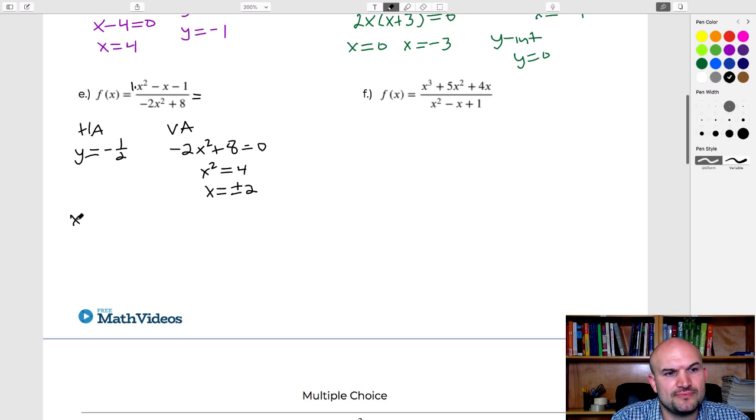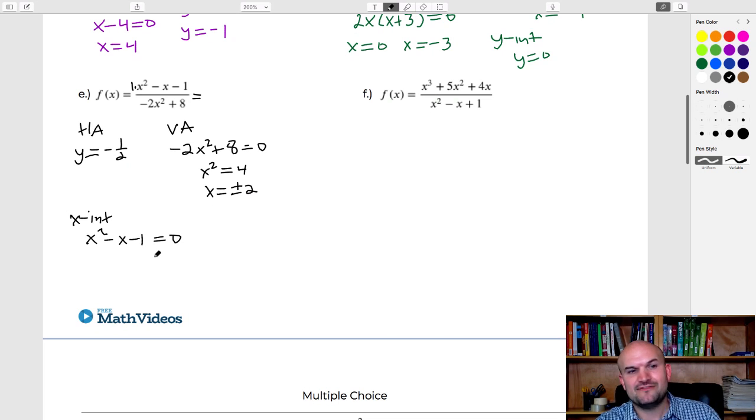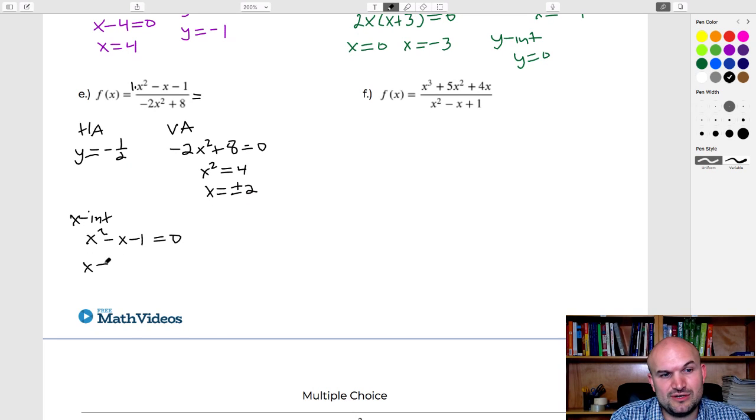X-intercept. So I decided I wanted to do a fun one for the x-intercept. I set my quadratic equal to 0, and I realize it's non-factorable. So if it's non-factorable, that means I need to use the quadratic formula. Now, when using the quadratic formula, we've got to be able to check to see what our x-intercepts are. So let's see how quickly we can do this.